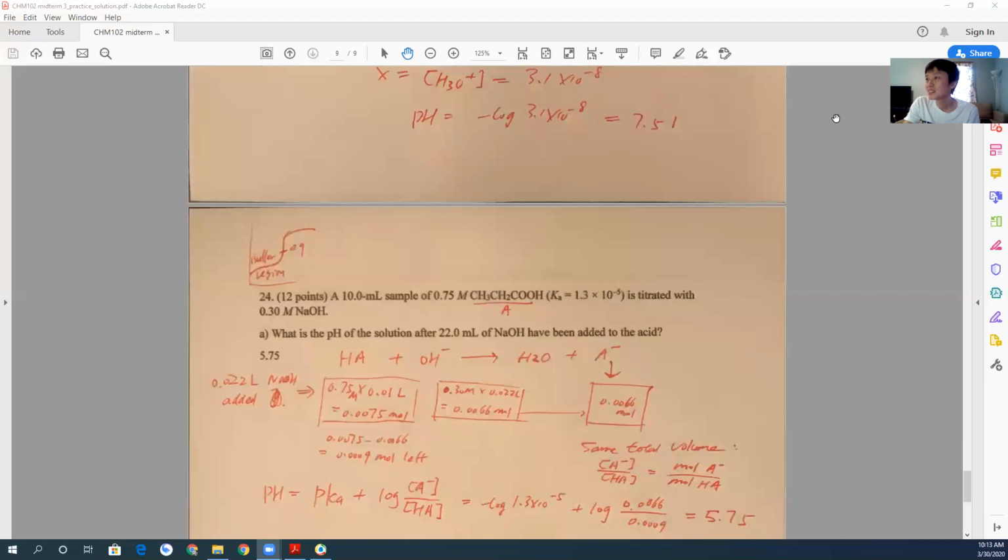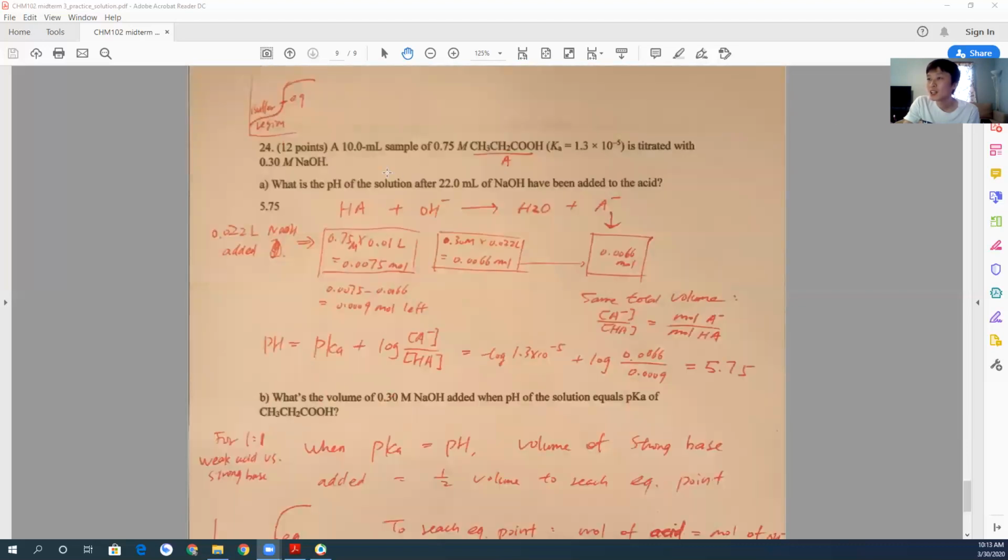About 2 minutes left. Let's hurry up. Right, so next one is an acid-base titration. So we have a weak acid. Why is it weak? Just look at this Ka value, 10 to the negative 5. So we know it's a weak acid. We titrate it with sodium hydroxide, which is a strong base. It asks us what's the pH of the solution after 22 milliliters of sodium hydroxide have been added.